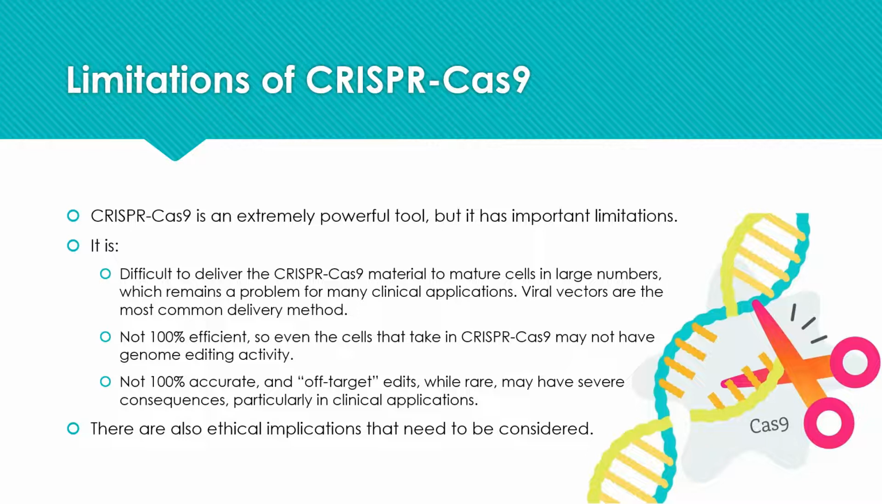Also, it's not completely 100% efficient. Just because you get a cell that takes in the CRISPR Cas9 material, it doesn't mean that that CRISPR Cas9 material is actually going to edit the genome of that cell. So that can be a limitation too. Not only is it not completely efficient, it is also not completely 100% accurate. And this is definitely something you want to be 100% accurate if you're going to use it on people.